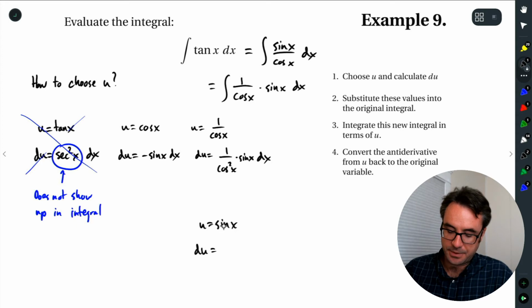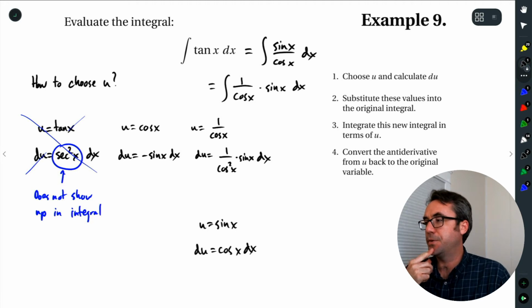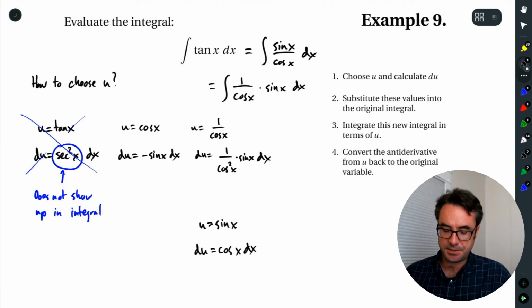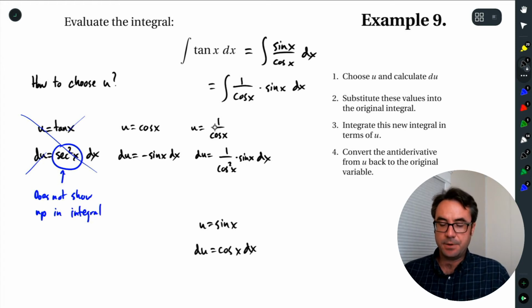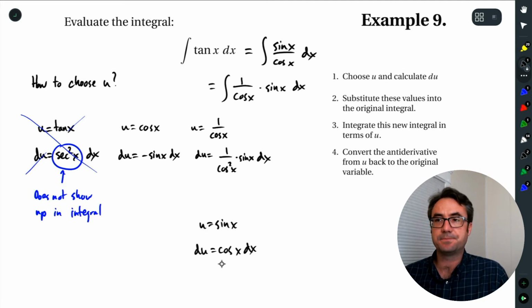So when I calculate the derivative of sine, my other option, I get cosine x dx. All right, so there are the three choices. And what we want to do is look at this differential and see if it matches with what we have.